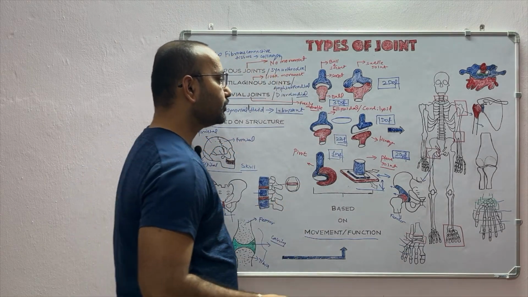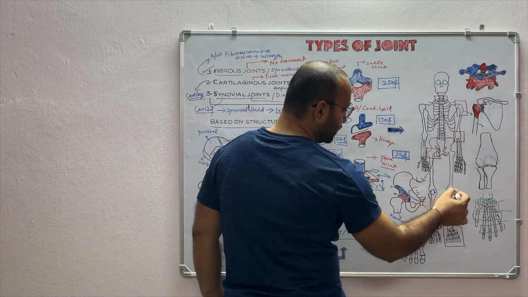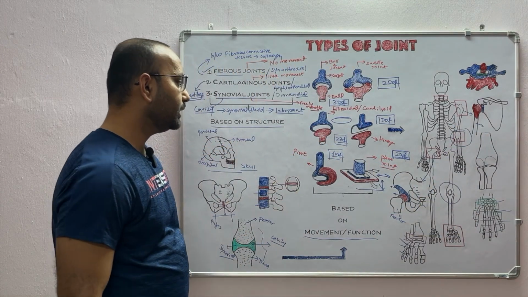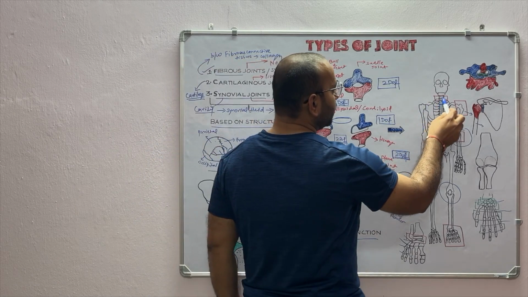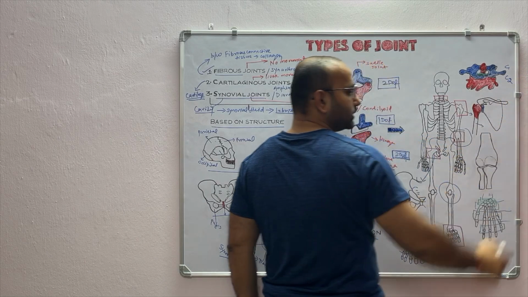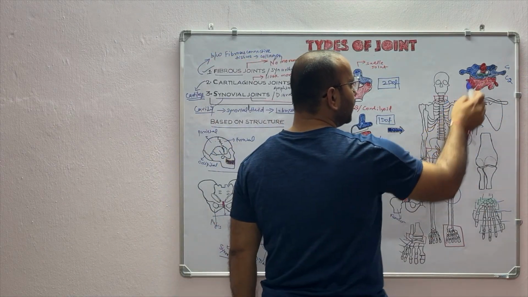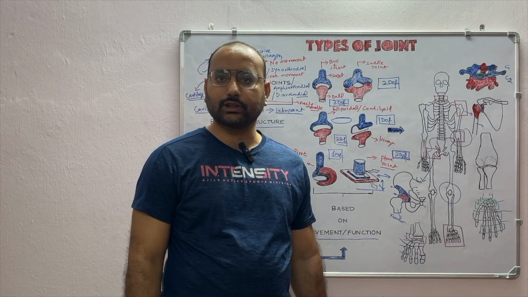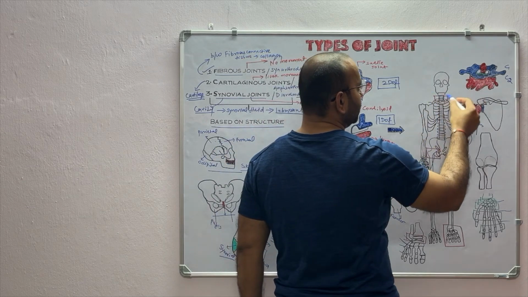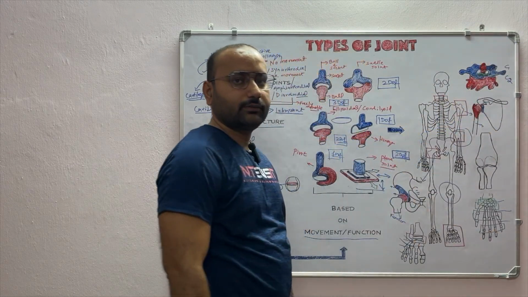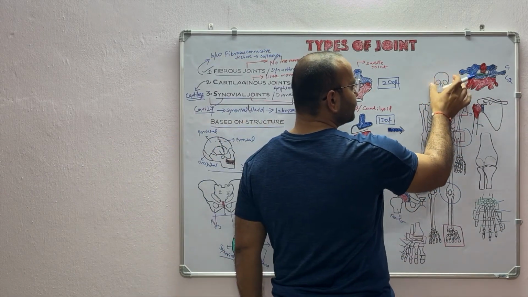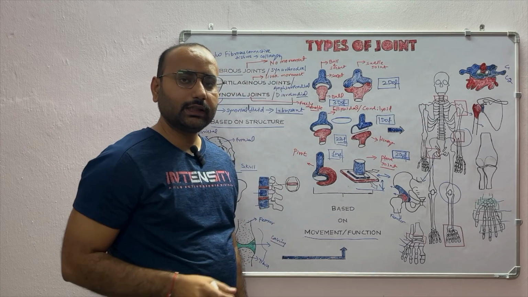Coming to the hinge joint, the classical examples of the hinge joint are the knee joint and the elbow joint, right? Coming to the pivot joint, the classical example is the joint made between the C1 and the C2 cervical vertebra. What happens when you rotate your skull? The skull is rotated based on the pivot joint, right? Your skull sits on the C1 vertebra, which is known as atlas, and the C2 vertebra is known as axis. So the skull and the C1 together rotate over the C2 vertebra.